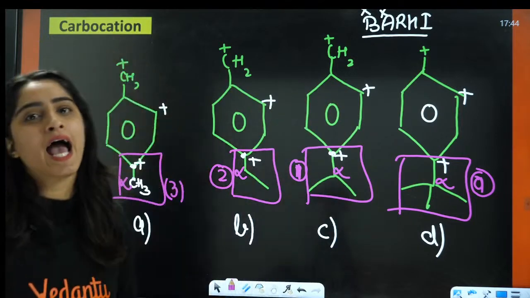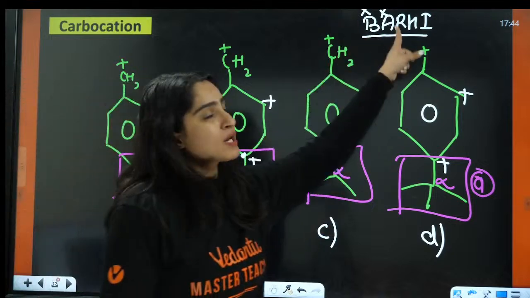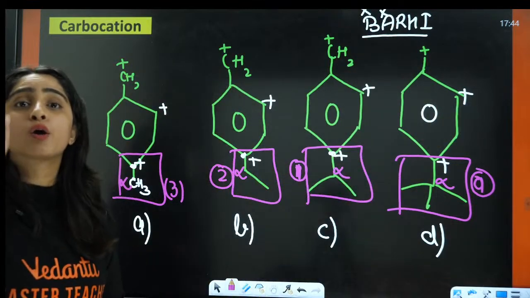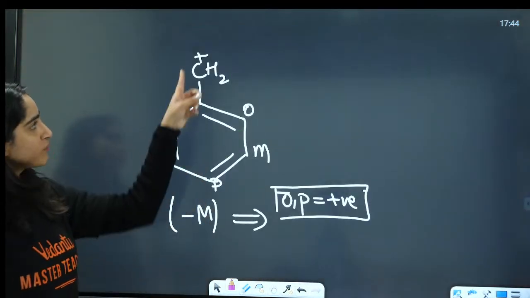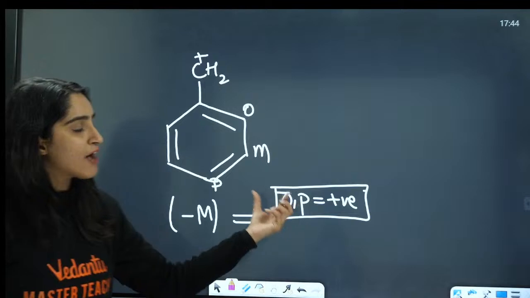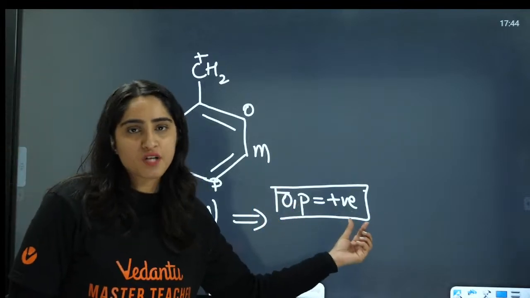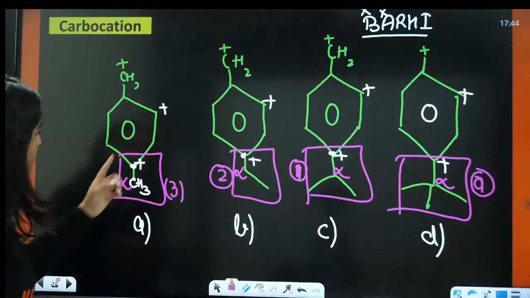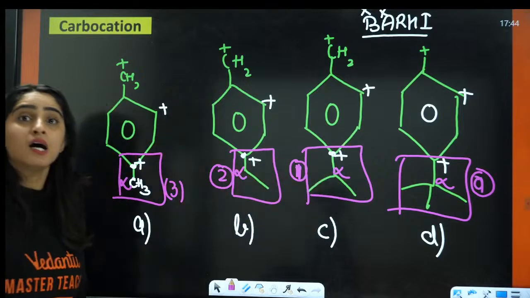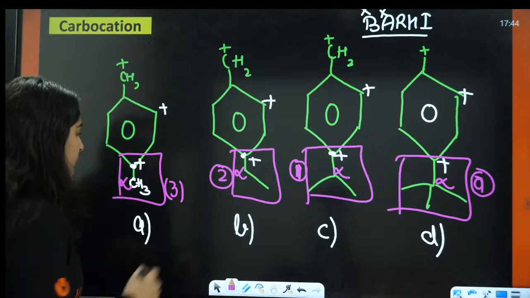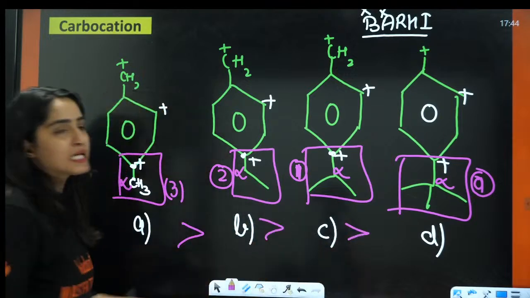So here we have applied 2 things, that is resonance and hyperconjugation. Because of resonance, because of the minus effect of this CH2 positive, we have ortho and para positive charge on ortho and para position. And because of that, we are able to understand that here the hyperconjugation will be the factor. So the answer will be A, then B, then C, then D.